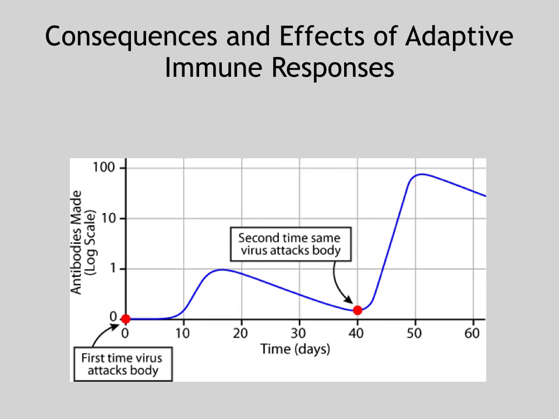Here we have this is just IgGs. This blue line is just representative of IgG antibodies. So the first time we produce IgGs, the number's okay, right? We get some produced, we're able to get over the illness.